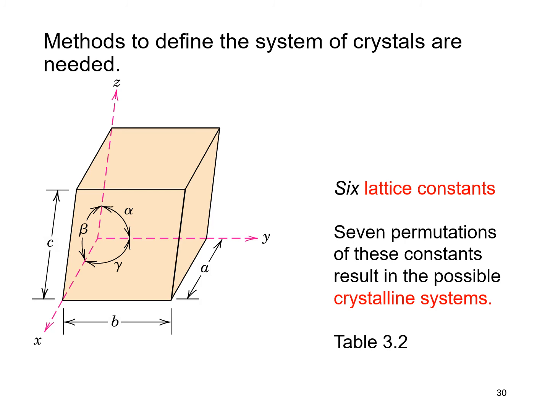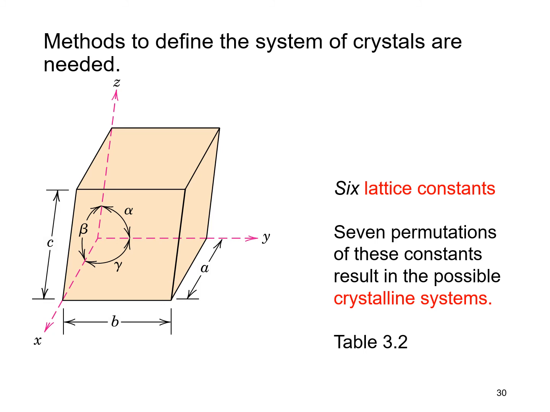Because there are so many different possible crystal structures, it's sometimes convenient to divide them into groups. One of the ways that we can do this is to look at the unit cell geometry. Within this framework, an XYZ coordinate system is established with its origin at one of the unit cell corners. Each of the X, Y, and Z coordinates coincides with one of the three edges.